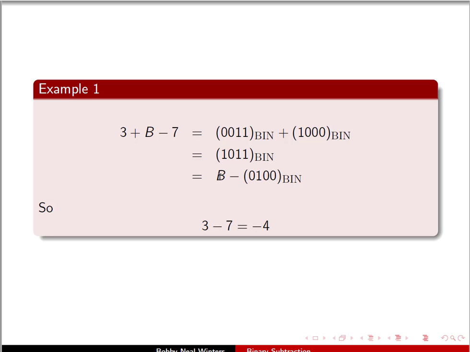Or you don't even have to look at the table. You can just do that in your head. And that is b minus 4. If we're thinking of our ones complement as the negative of 4, we get right here that 3 minus 7 is negative 4. And you think, well, it's beautiful, it's simple, I didn't know everything was that simple. Well, let's look at another example.